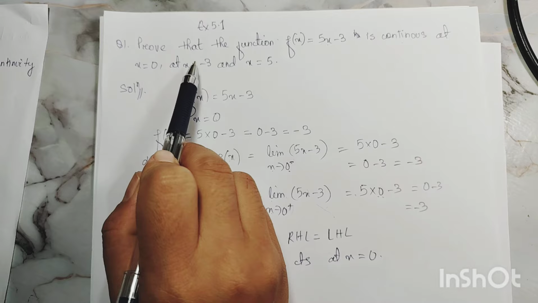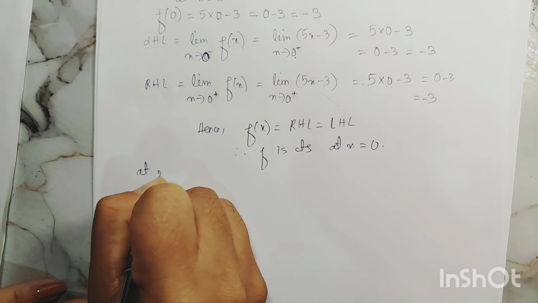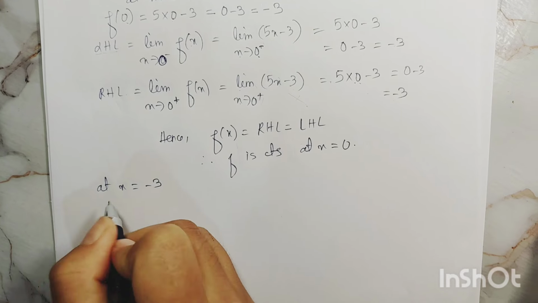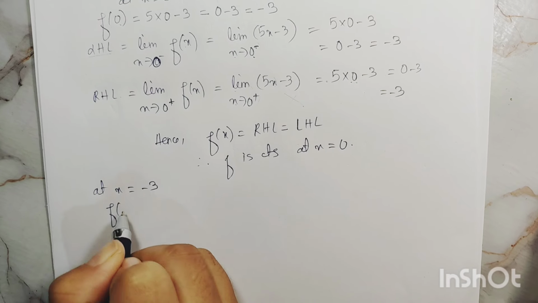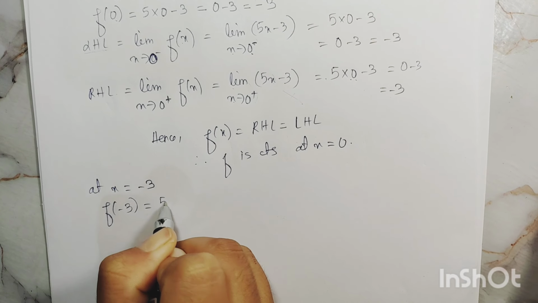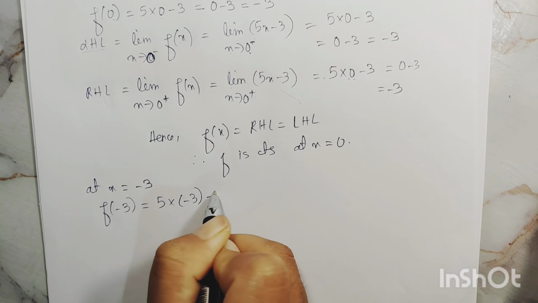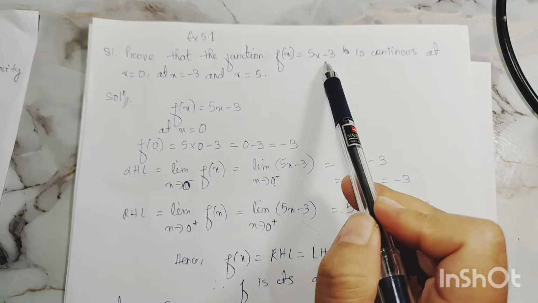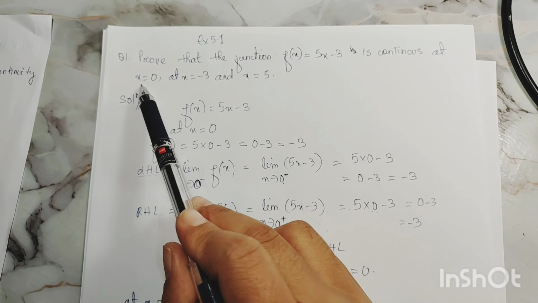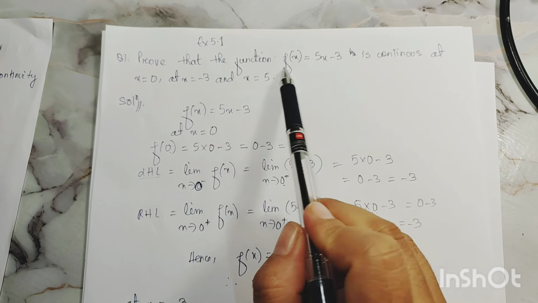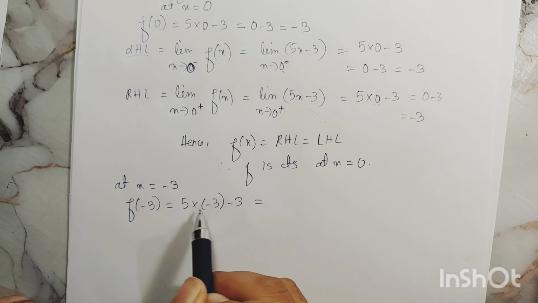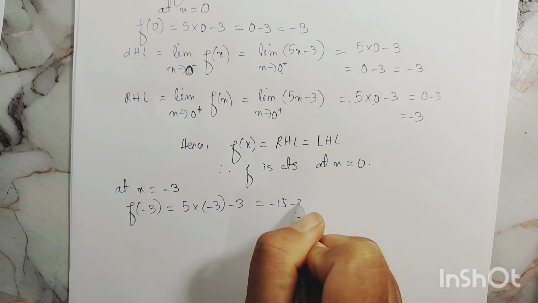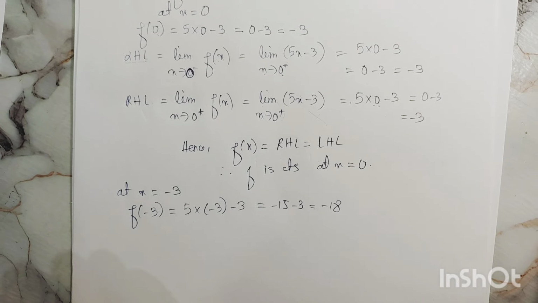Now x equals minus 3. At x equals minus 3, f of minus 3 equals 5 into minus 3 minus 3. So here, the function value at x is 5 into minus 3, minus 15 minus 3, which is minus 18.